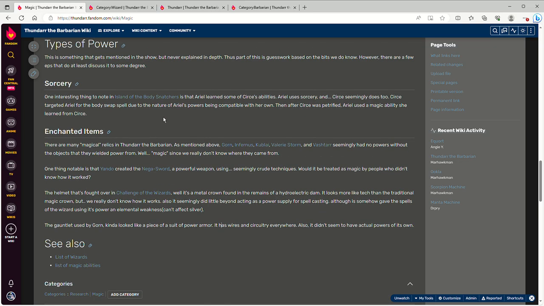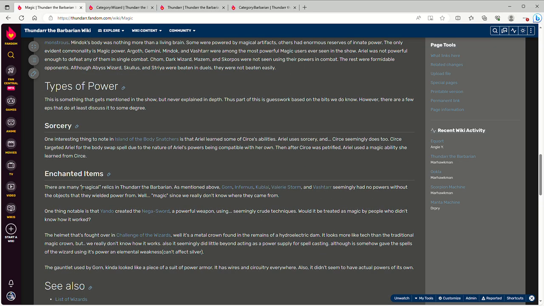Sorcery, enchanted items. Yeah, this is one of those things I was alluding to earlier. Magical relics. Like, the sun sword counts as a magical relic. It's not clear whether it's technology or magic in the sense that most people would think of it. But whatever. It is actually one of the items that Yando tried to use in order to become a wizard.